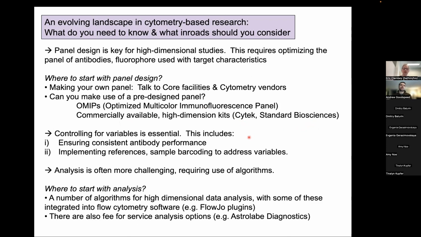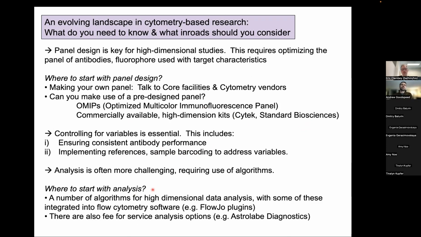I would also emphasize you need to control for variables. You need to make sure that you have consistent antibody performance. And I would strongly encourage you to include reference samples and possibly sample barcoding to address variation between samples and between runs. Now, the analysis is often more challenging with high dimensional data.